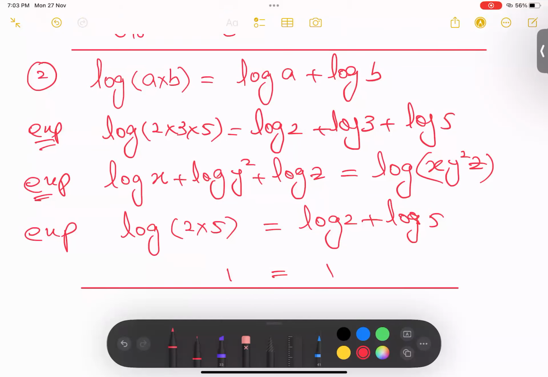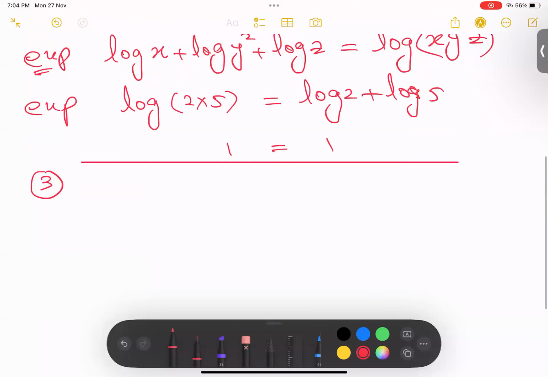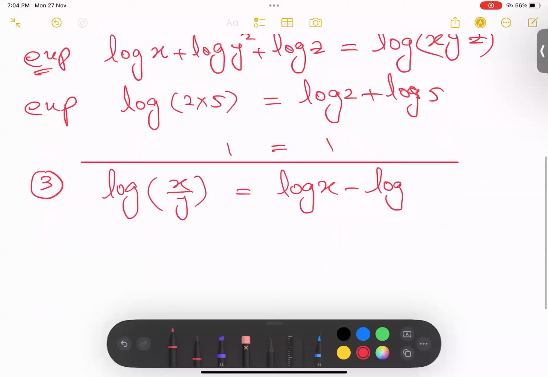And now I'm going for property number 3. So what is the third property? This is a division, okay? For example, after logarithm, if I have two values, x and y divided, I can split them by putting a negative sign in the middle. It's very logical and very easy. So this will come with a negative. Look at the numerator, the upper part will come with a plus sign and the down part will come with a negative sign. I will give more clarity, just wait.